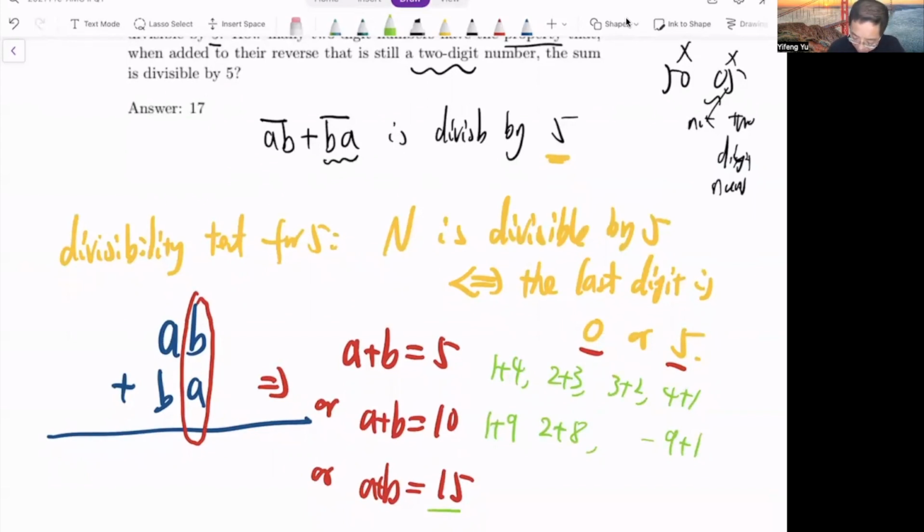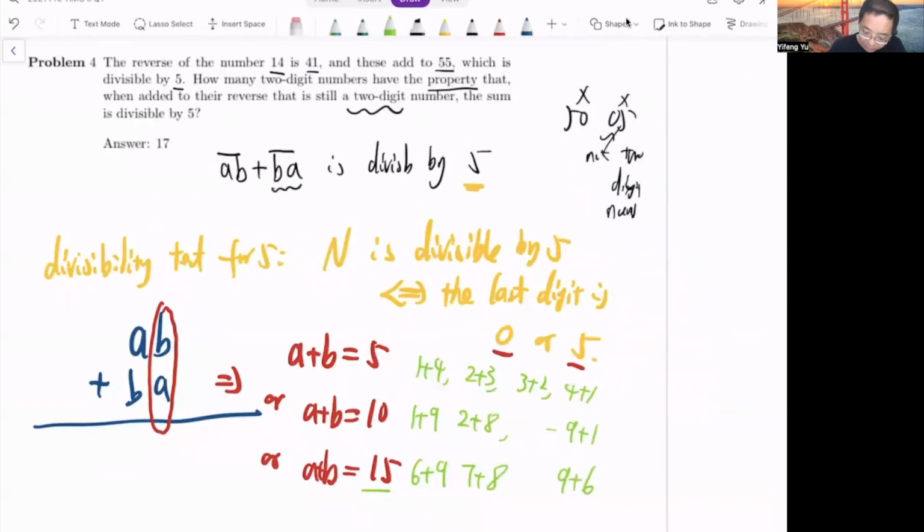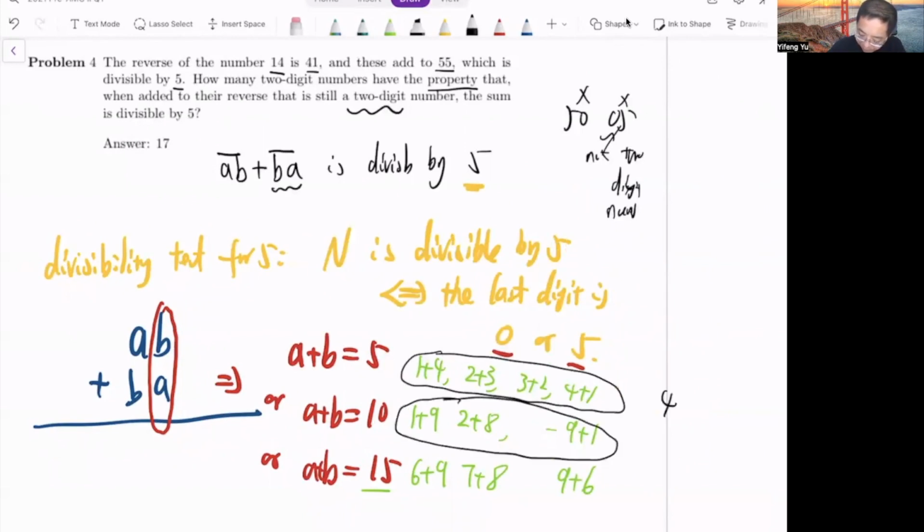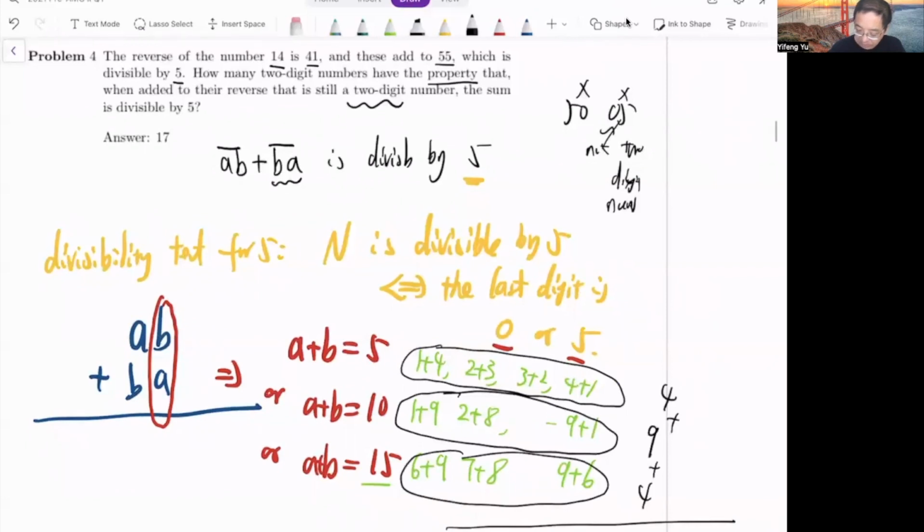What you can do is you can have 6 plus 9, right? And you can have 7 plus 8, right? All the way to 9 plus 6. And then you find the total number we have. So here we have 4 of them. And then here we have, let's see, 9 of them, right? And here again, we have 4 of them. So if you add all together, which is 17, right? 17 is the total number of such kind of two-digit numbers.